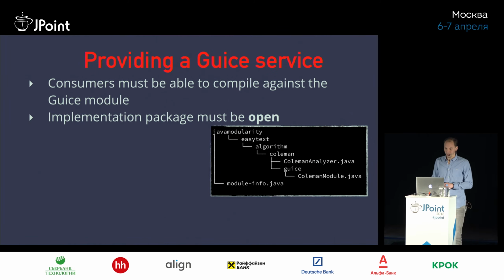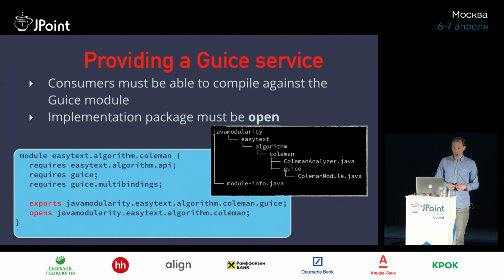So what we end up with in this case is a Java module containing our Coleman Analyzer implementation class, but also containing an additional package called Juice, which contains the Juice configuration module that we call Coleman module here. And of course, we still have our module-info.java containing the module descriptor. And it looks like this. So let's focus on the lower part first. We need to export the Juice package here, because we somehow need to bootstrap our whole application later on, and we're going to use the Coleman module configuration as part of this bootstrapping process to get the dependency injection going.